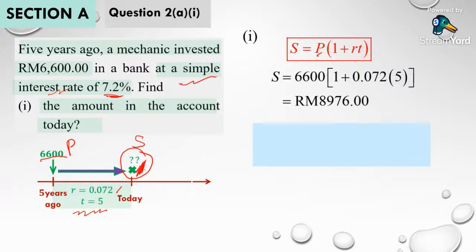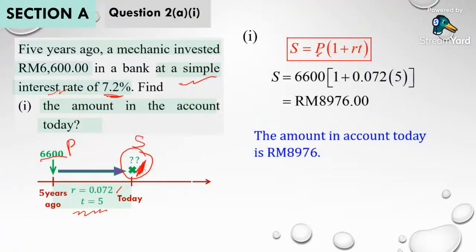This is the answer that we usually are left with if we are lazy to write down a proper sentence to explain our answer. If we want to write the final answer in a sentence, I suppose this is the answer: the amount in the account today is RM8976.